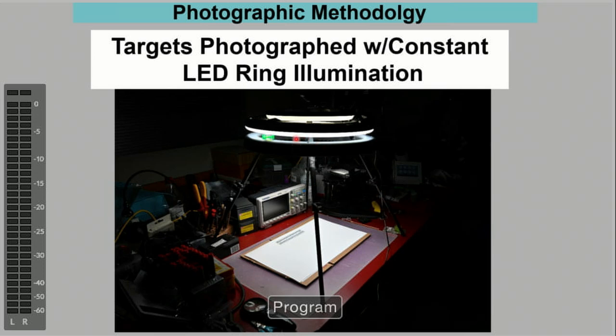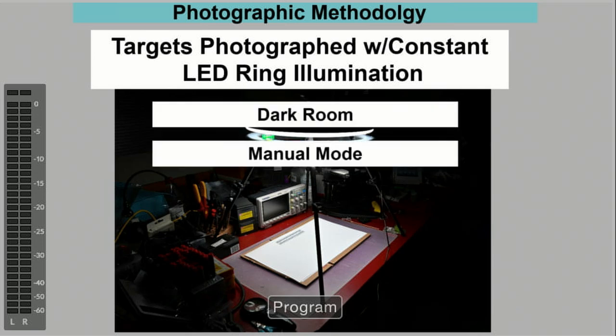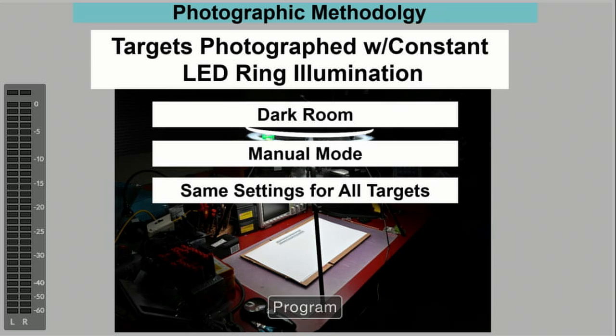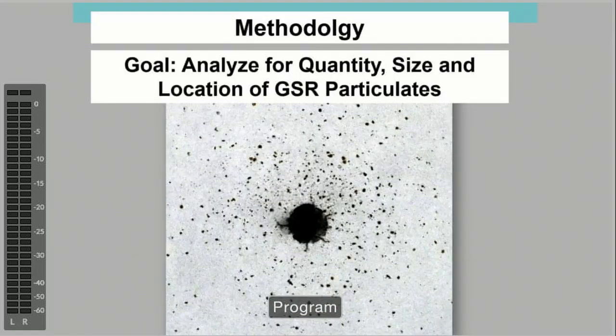You can't quite tell, but there are three concentric LED ring illuminators, and the camera's up here, you can't see, it's in the dark. So I use a completely dark room, no light in the room. The camera's in manual mode, so there are no changes in the exposure, shutter speed, or anything. Same settings for all the targets, and I include a negative control, a target that has not been shot, a blank target. Now, my goal was to analyze each target for the quantity, size, and location of the particulates.